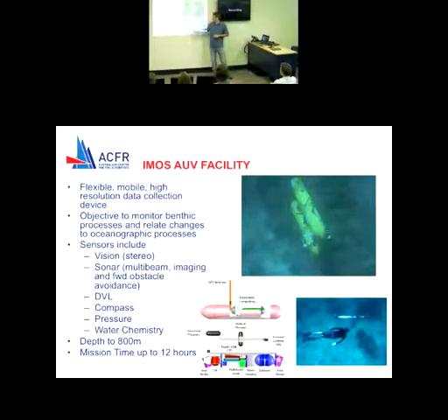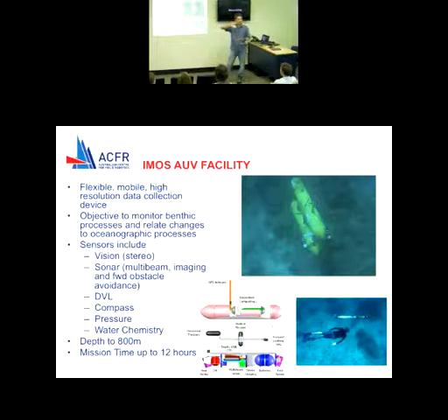And then a variety of navigation instruments, which allow the vehicle to figure out where it is. So there's a GPS on the surface. We have an acoustic positioning system, which the ship can use to relay information down to the vehicle to give it additional information so it knows where it is. It also has a DVL, which is like an inverted ADCP.